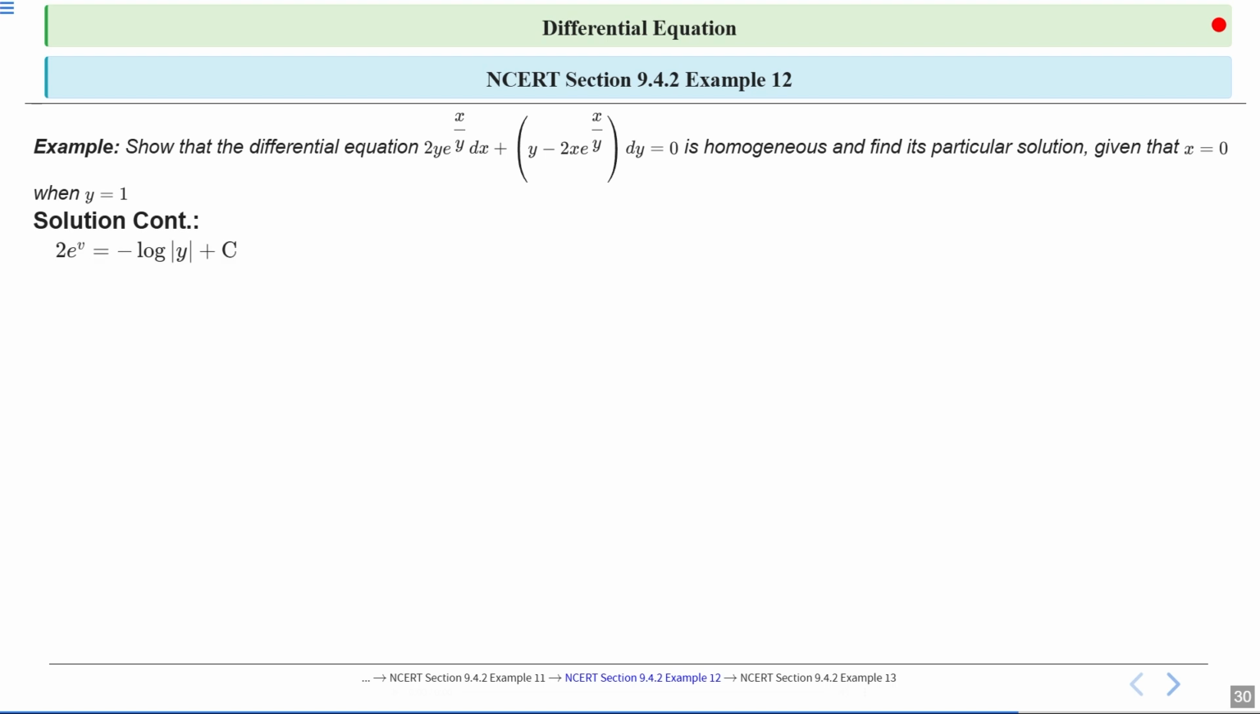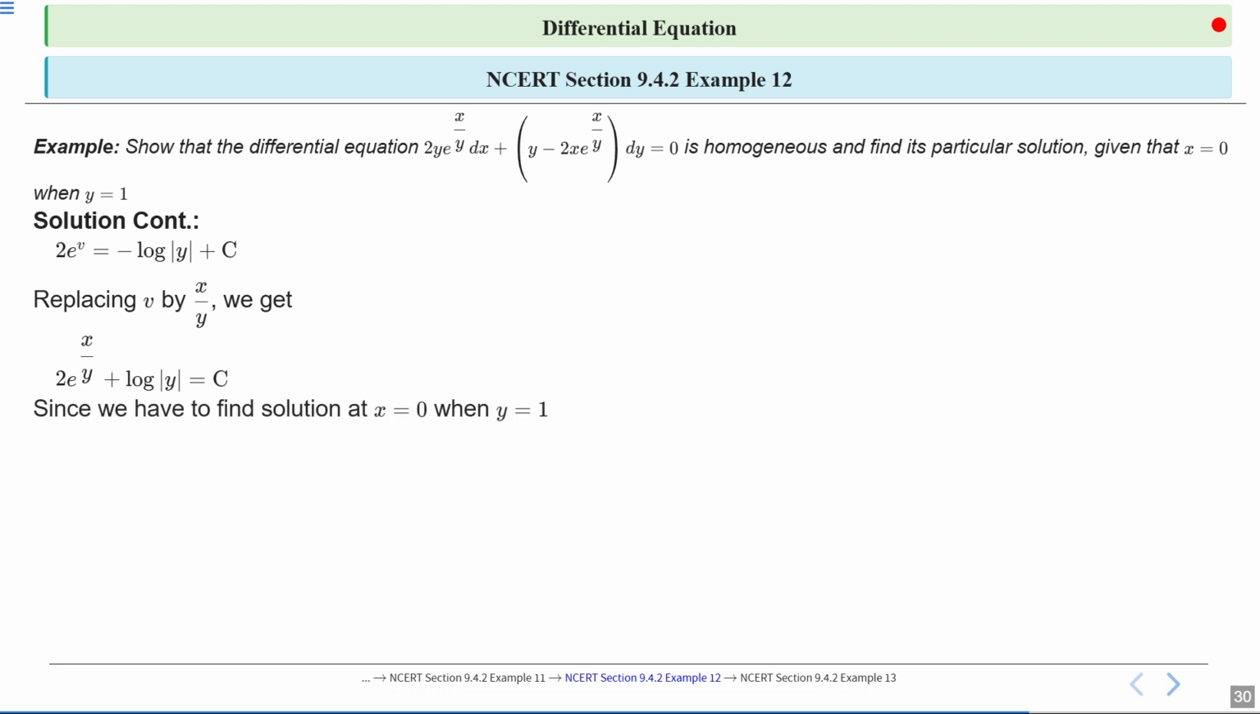So we get 2 into e to the power v is equal to minus log mod y plus c. So we just replace v by x by y. We get 2 into e to the power x by y plus log mod y is equal to c. That is your general solution of the differential equation.